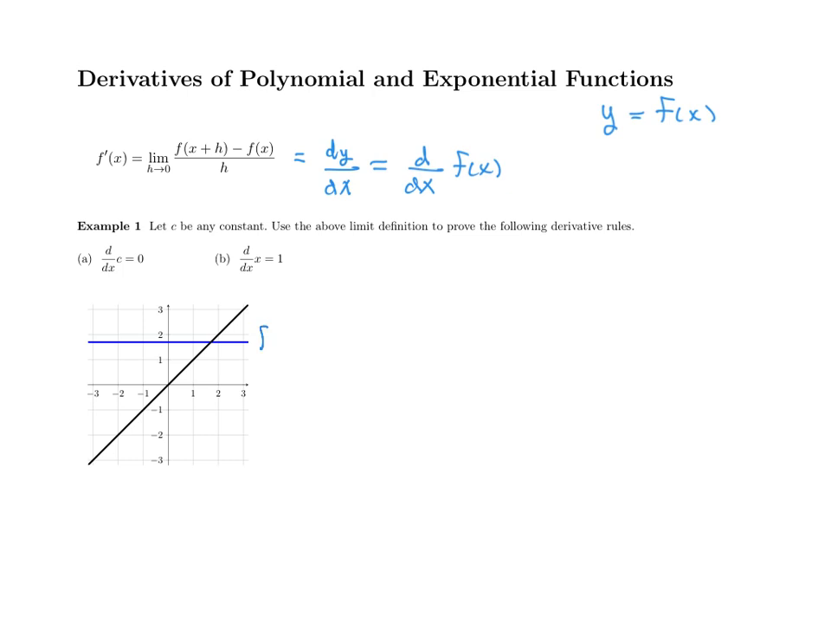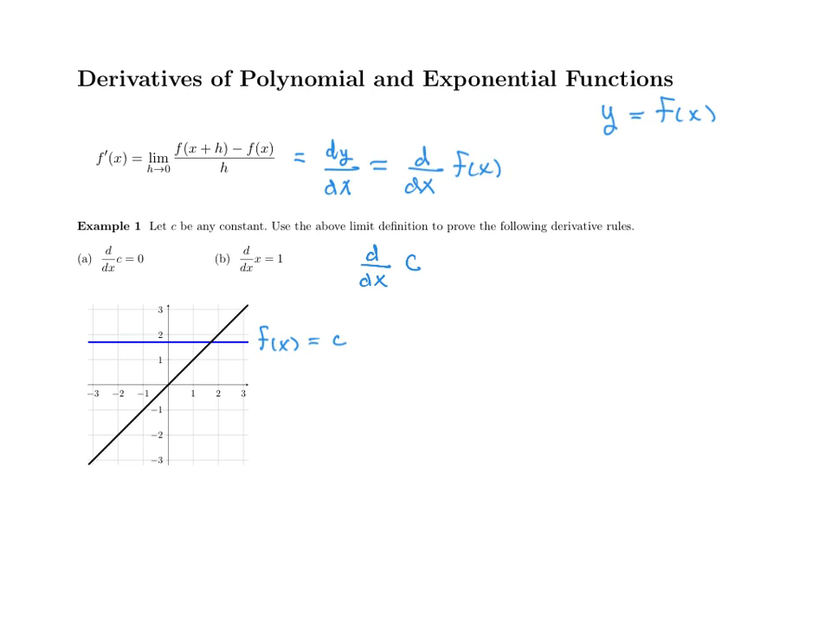So the blue function is f of x is equal to c, and it's a horizontal line. Horizontal lines have slope 0, and that's why the derivative of this function should be 0. But proving it using the limit definition will look like this.